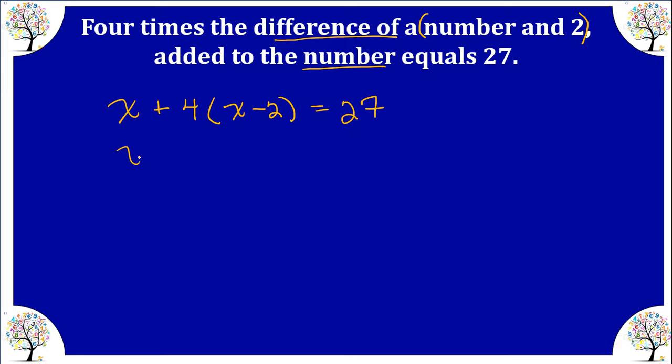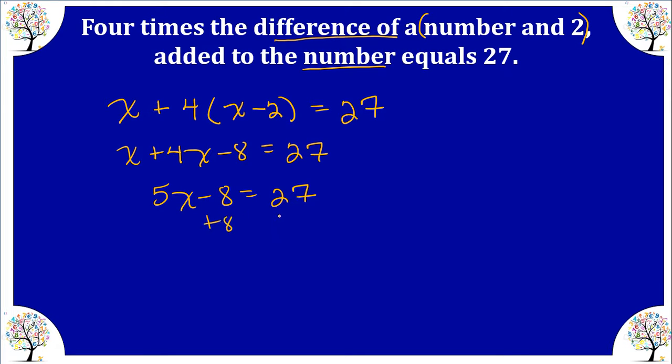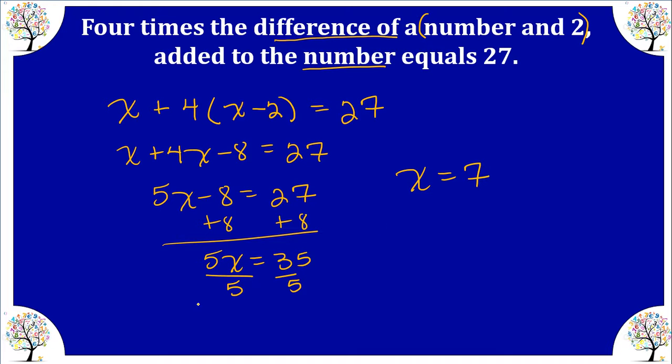Now we're going to distribute the 4. We're going to collect like terms. And then now we can solve. We're going to add 8 to both sides, the addition property of equality. We're going to divide each side by 5, and my one solution is 7.